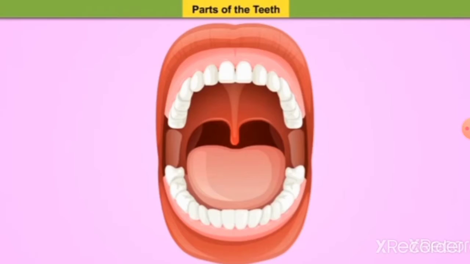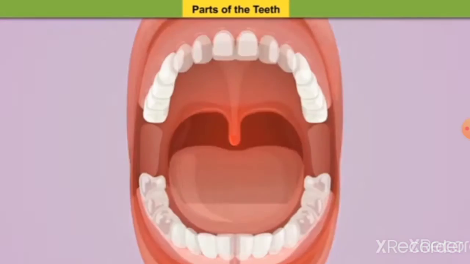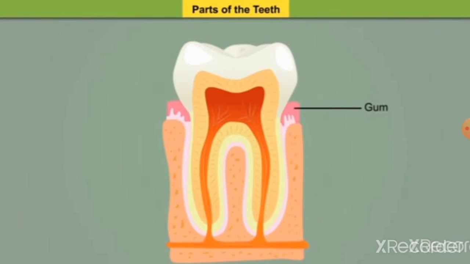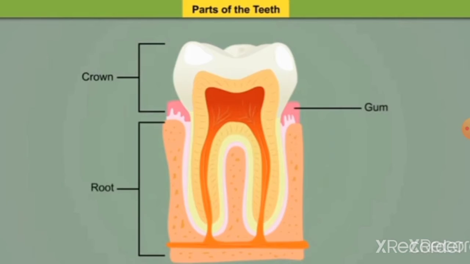Parts of teeth. The teeth in our jaw are seated in gums. Gums are the fleshy structure that surrounds the teeth and holds them in place. The part of the tooth that is visible above the gum is called the crown, and the part below it is called the root.